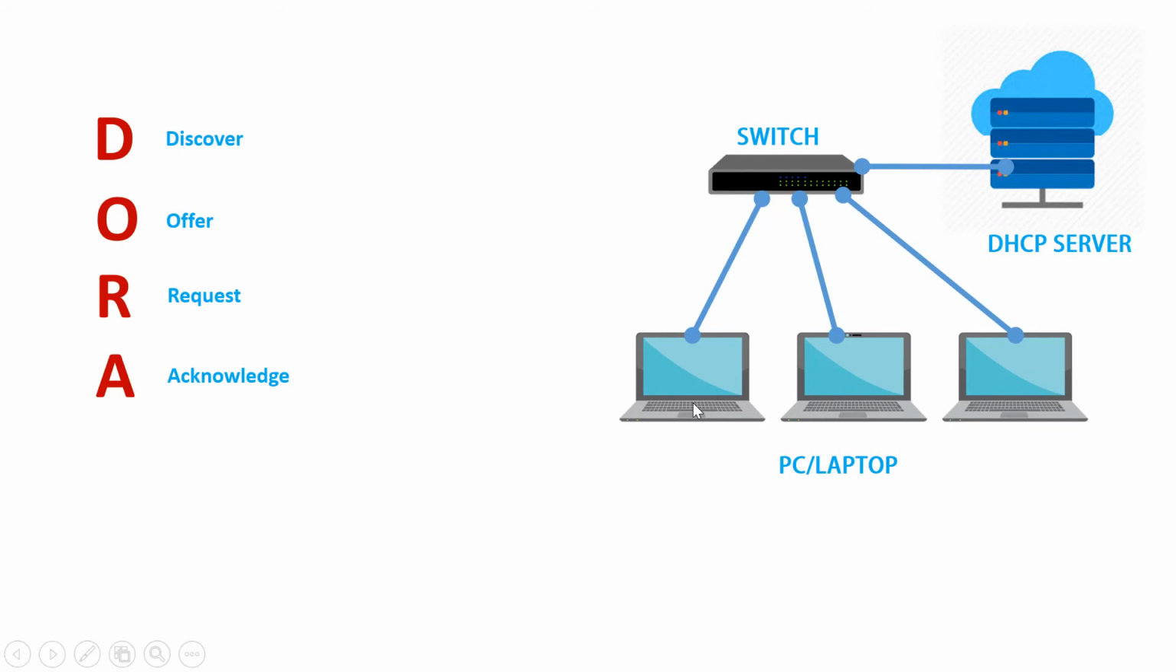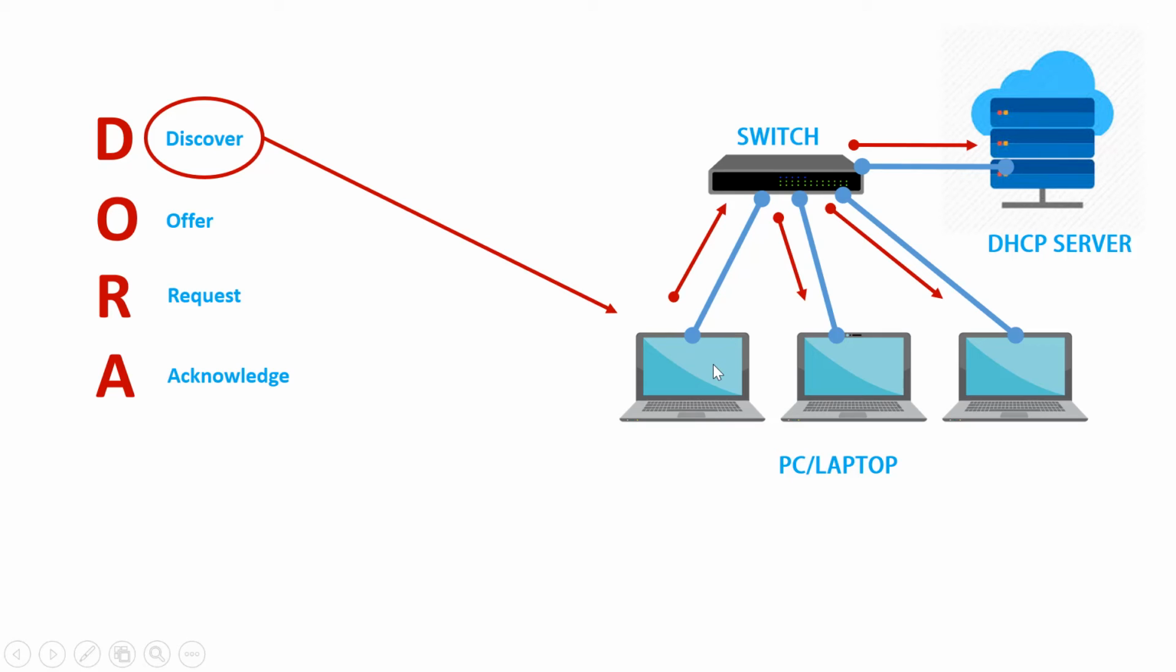On a DHCP server process, there's what we call DORA: Discover, Offer, Request, and Acknowledge. This is what we call the DHCP server process, wherein if you connect your laptop or your computer for the first time in a network, the first step is going to happen, what we call the Discover. In this discover stage, the laptop will send out a broadcast message to the entire network looking for a DHCP server.